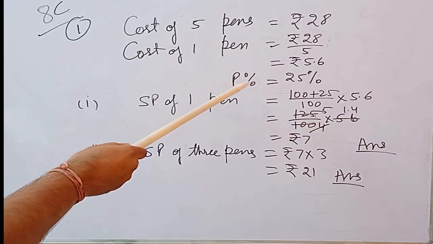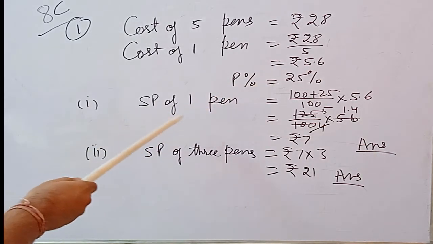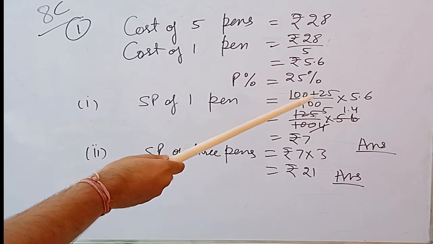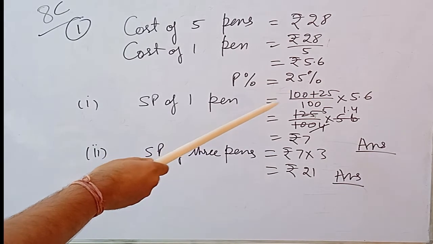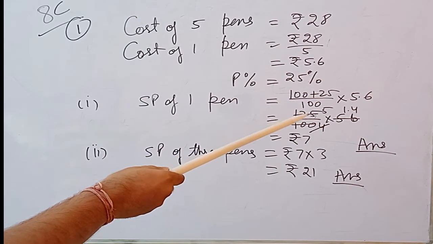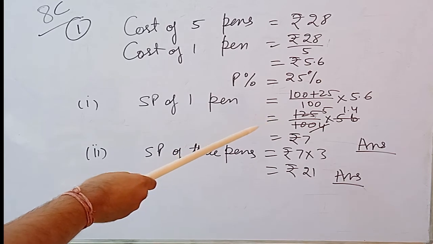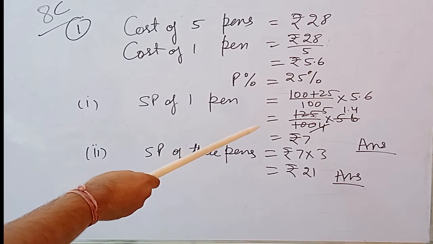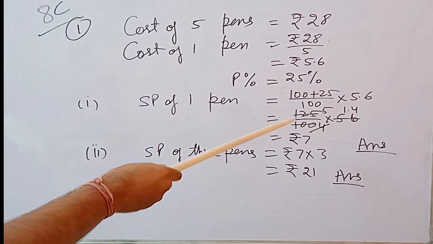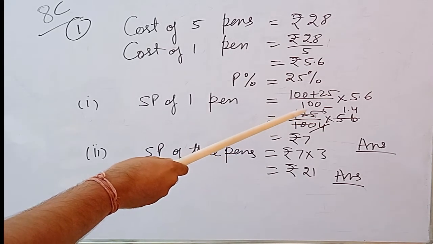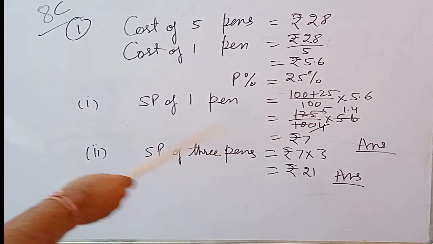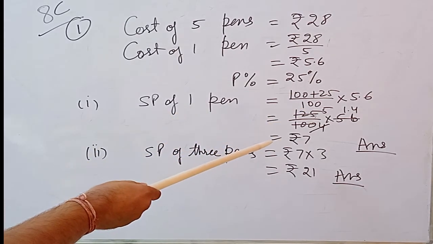Profit percent is also given, 25%. So SP of 1 pen will be, use the formula, 100 plus profit percent upon 100 into cost price, 100 plus 25 upon 100 into 5.6. So that is 125 upon 100 into 5.6. 25 5s are 125 and 25 4s are 100. So 4 we can divide 5.6 by 4: 4 1s are 4, 4 4s are 16. For 1.4 we got, 1.4 multiplied by 5, we get rupees 7. So selling price of 1 pen is equal to rupees 7.